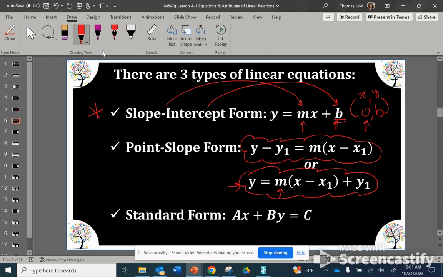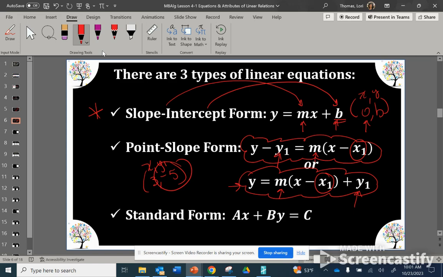You will put in your slope for m, and then let's say that x is 3 and y is -5. We would simply put in the 3 here where x1 is. Notice it's minus on both. And then we would put in -5 here or here, depending on which one you used.